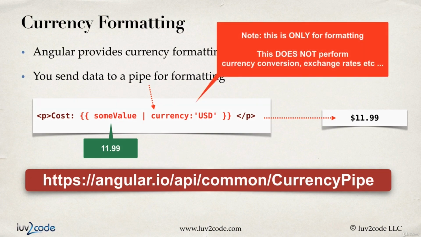But one thing I'd like to point out is that this is only for formatting. This does not perform any currency conversion. It doesn't use exchange rates, etc. It simply takes a number and formats it accordingly based on the currency that you specify. All right, so there's no magic in the background here, only for formatting. All right, just had to say that.